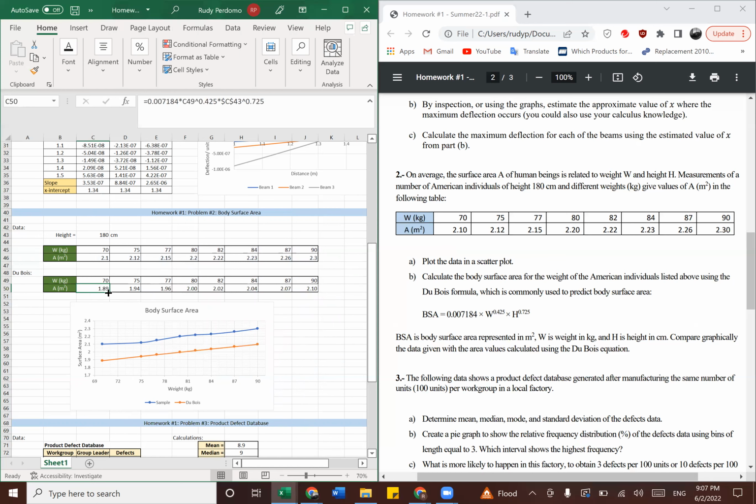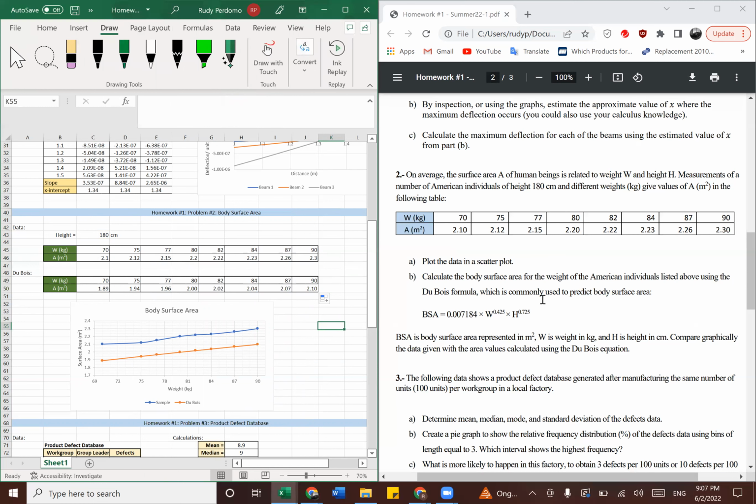So you should get this, and then you could just drag it across, except you have to first lock the height here. So make sure you lock the height. So it'd be C43, you lock both the column and the row, and then you just drag across. I should get the same numbers.